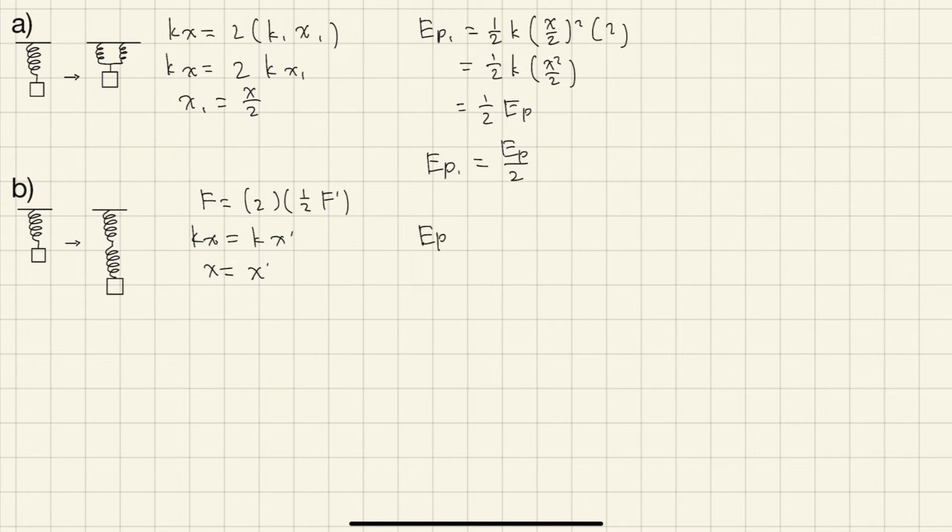Substituting our new extension 2x in the elastic potential formula, EP prime will be 2 times kx squared. Since we want to know the elastic potential energy in the new system in terms of the original, kx squared can be substituted as 2EP. Therefore, the new elastic potential energy will be 4EP.